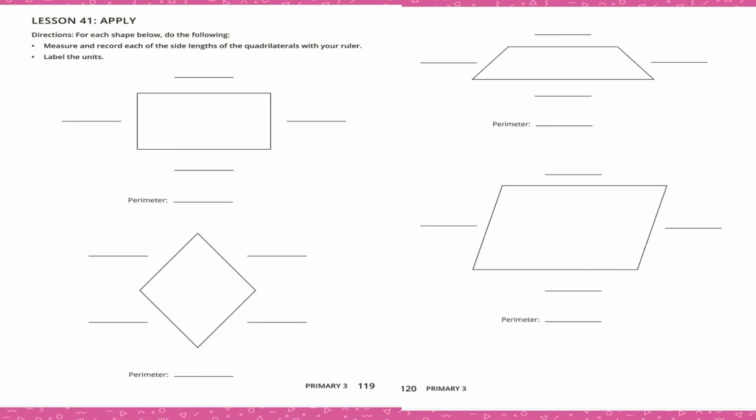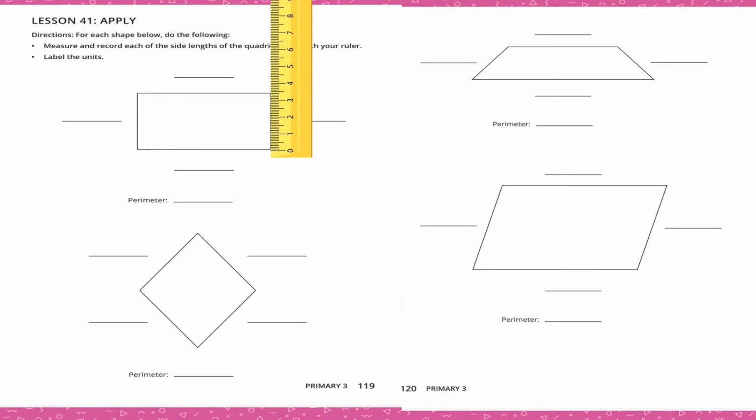Now let's apply with our math book. Here I want to measure these shapes' sides and these quadrilateral sides and find the perimeter. The first shape is rectangle. We said rectangle is a quadrilateral that has 4 sides and 4 vertices. 2 are long and 2 are short.